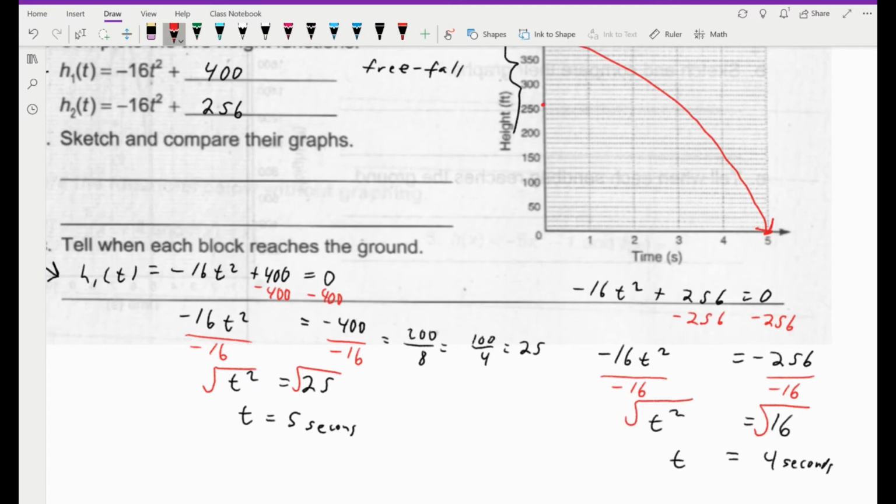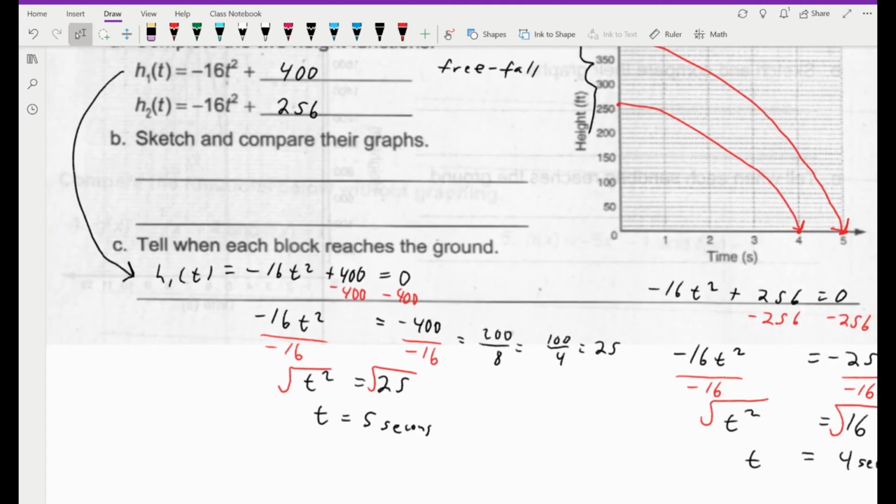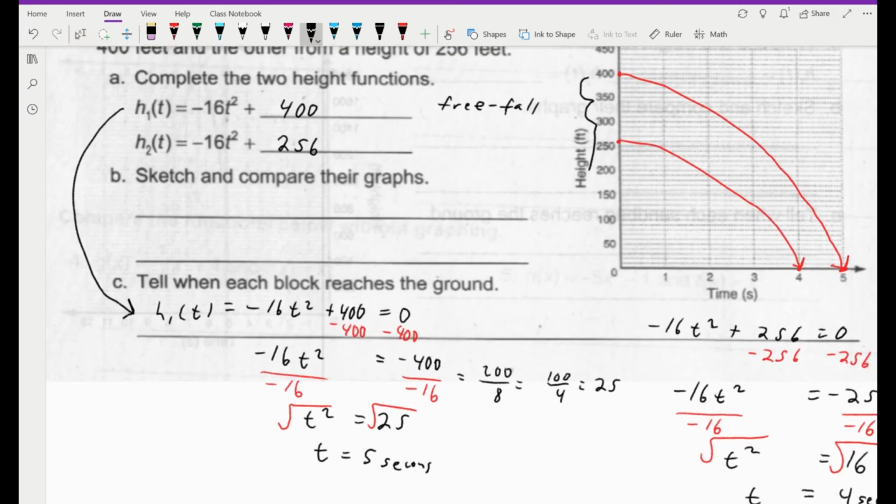This is interesting. An object dropped from just 256 feet high will hit the ground in 4 seconds. Well, let's try to get a little parabola shape here. There we go. It says sketch and compare the graphs. Well, we know that the h sub 1 of t equation is higher. So sketch and compare, we can just say it's higher. Or you could say it's translated up. Okay, it's higher.